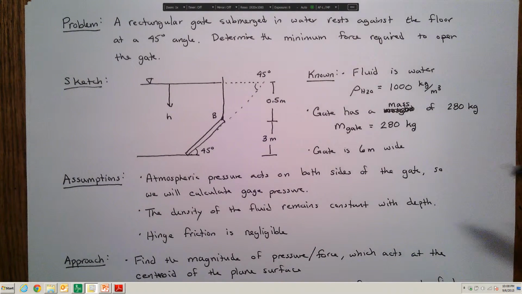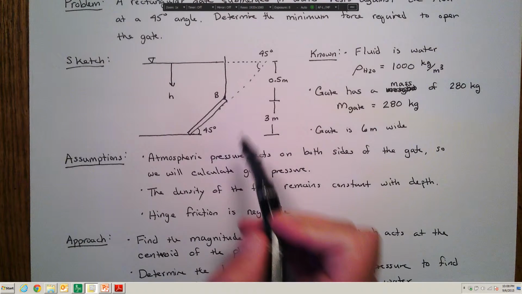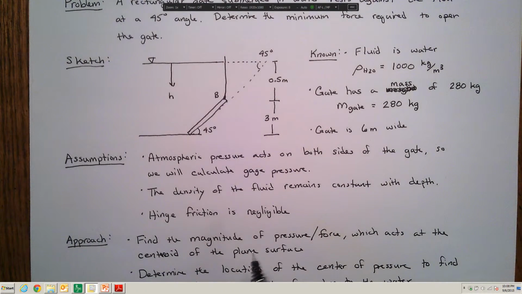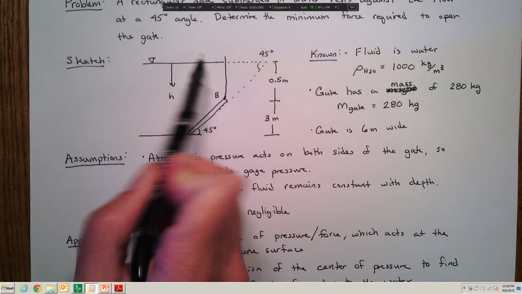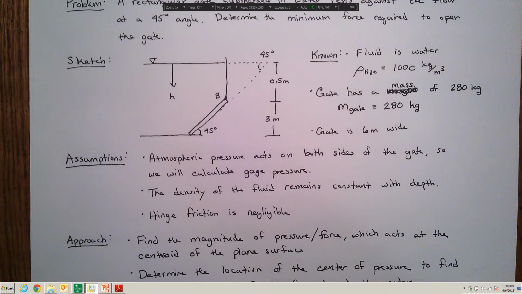Also, we should get in the habit of stating our assumptions. In this problem, we are going to assume, because of the way that it's drawn and the way that it was presented, that atmospheric pressure is going to act on both sides of the gate. It's going to act above the water as well as on this side of the gate. So when we do our calculations, we're really going to be working with gauge pressure. We don't really need to worry about the atmospheric pressure or absolute pressures.